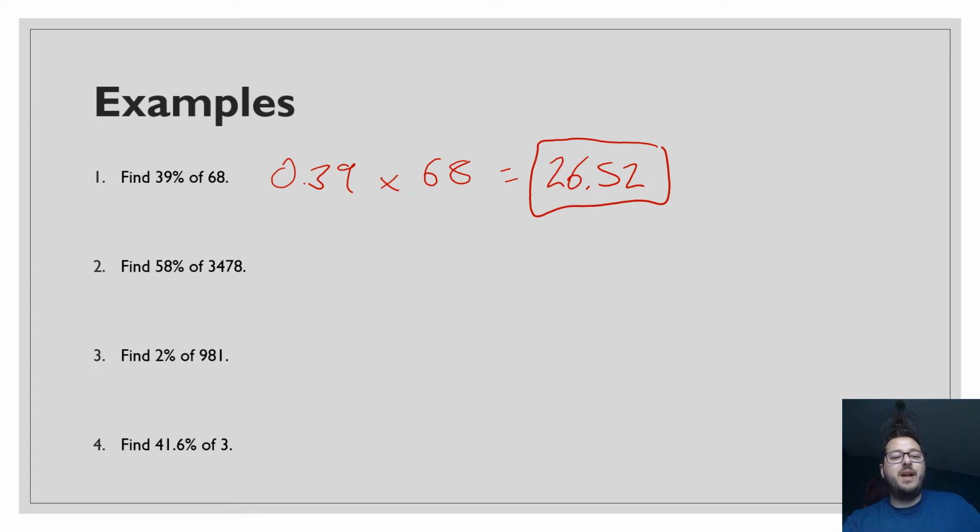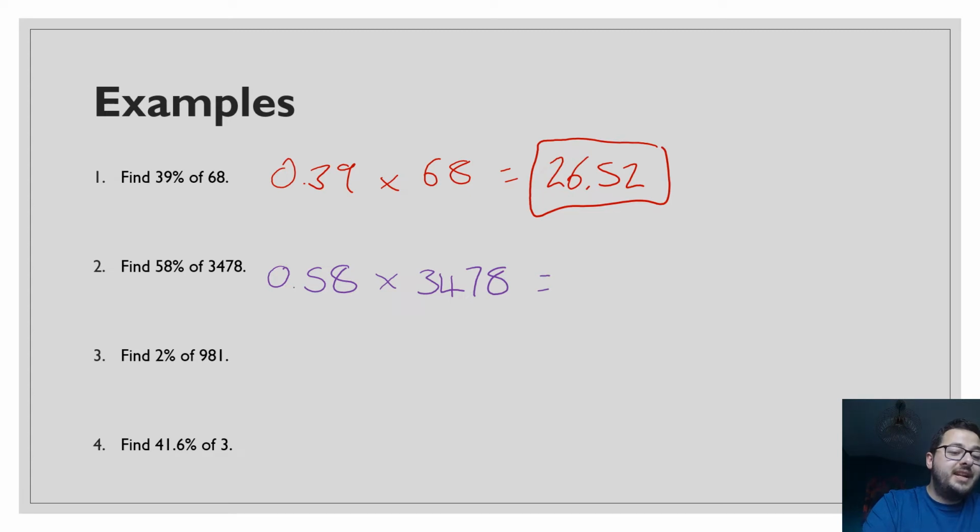Alright, next one, we want to find 58% of 3,478. So 58% is the same as 0.58, and we want to times that by 3,478. So 0.58 times 3,478, and that gives us 2,017.24.